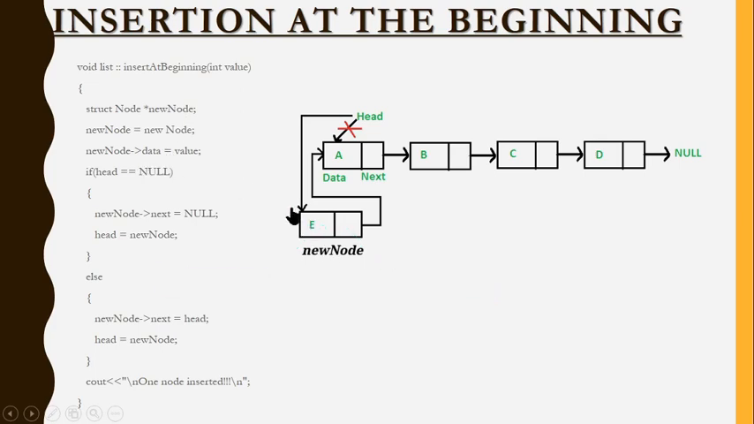Next, my fourth step: whether this is the only node or I'm going to insert it with the existing linked list. So I use an if condition. If head equal to null. Double equal to means condition check. That means there is no head.